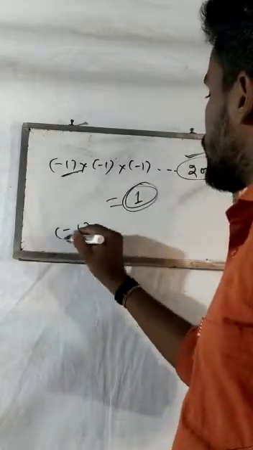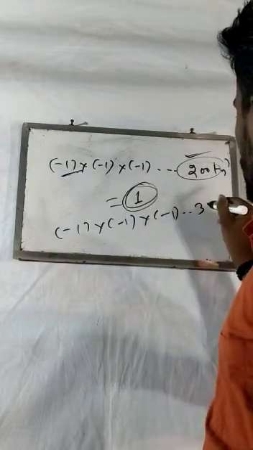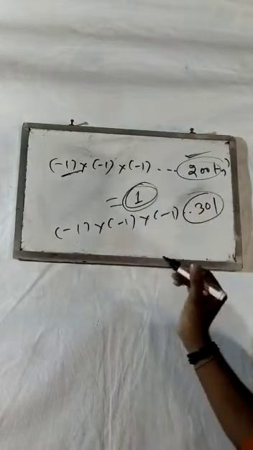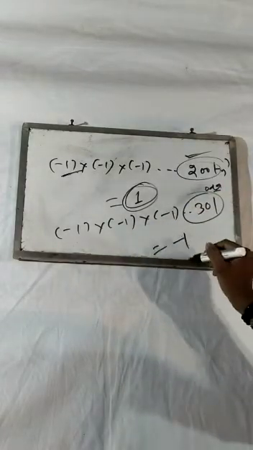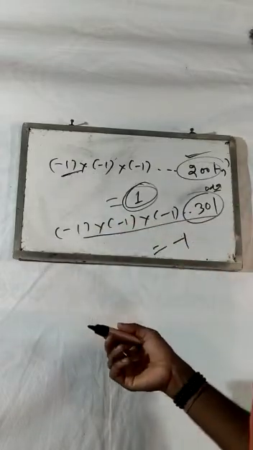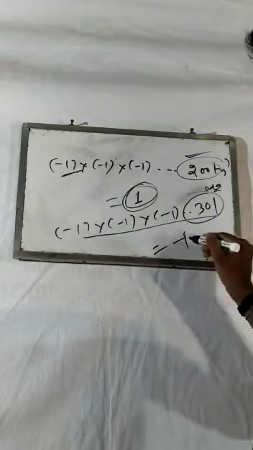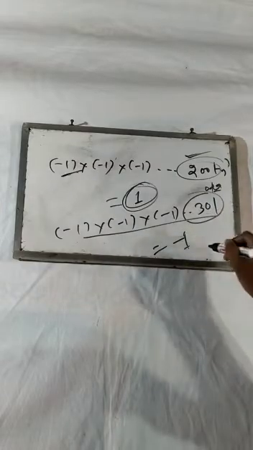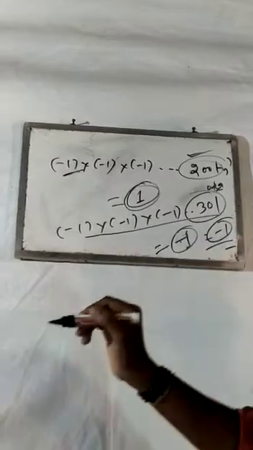Then again, suppose the question is given minus 1, minus 1, minus 1, dot dot dot, 301 times. 301, student, is an odd number. As it is an odd number, your answer will become negative. And we know that 1 multiplied 301 times, or maybe 1000 times, or maybe 1 crore, 2 crore times, the answer will be 1. As an odd number of times minus 1 is multiplied, your result will be negative. So the answer will be minus 1.